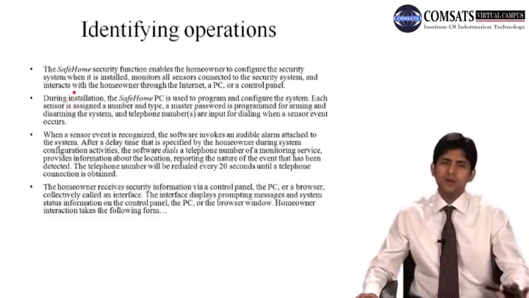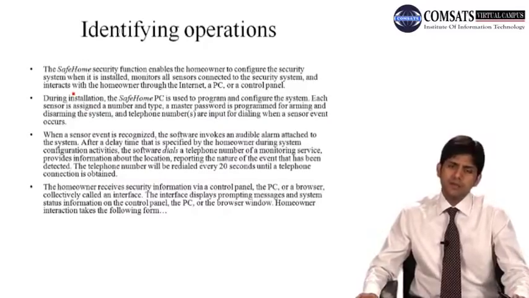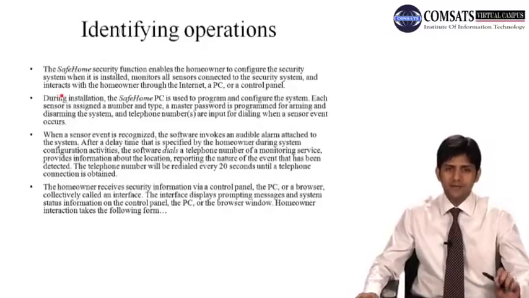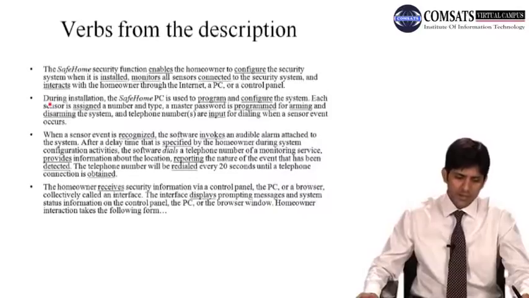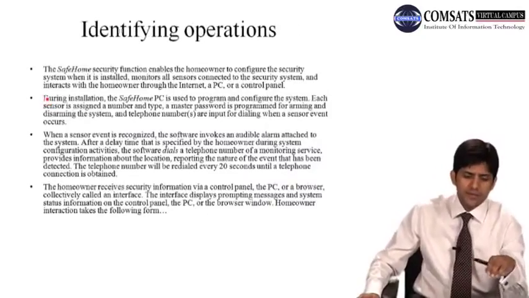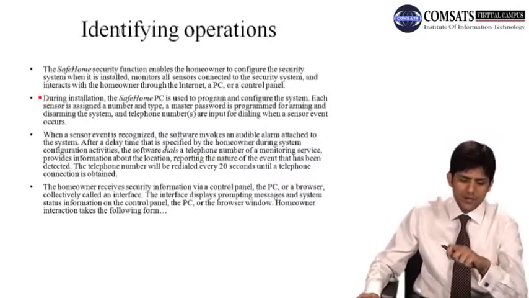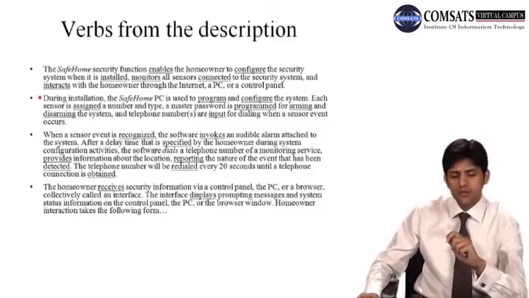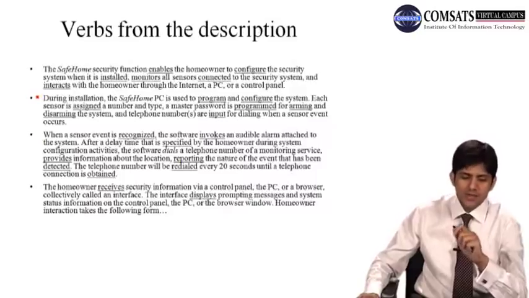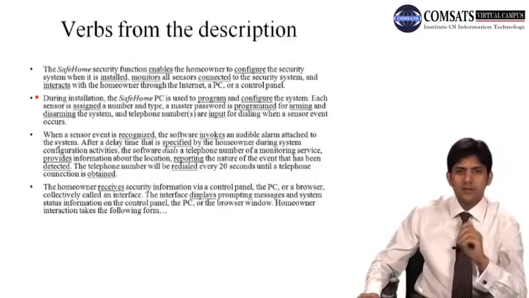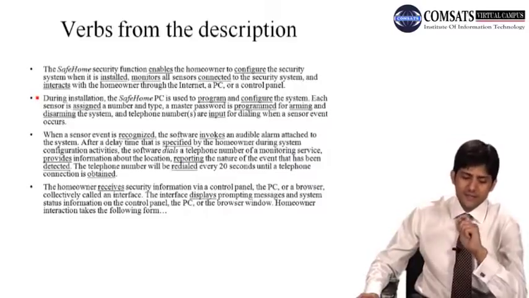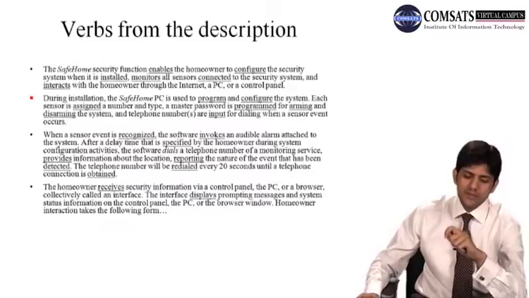So this is the text that we saw earlier in the previous lectures when we were doing requirements engineering, and we actually saw it when we made the context DFD or level 0 DFD of this example in the last lecture. If you go through it, you can see these are the verbs that we can identify. For example, the SafeHome security function enables the homeowner to configure the security system when it is installed, monitors all the sensors connected to the security system, and interacts with the homeowner through the internet, PC, or a control panel.